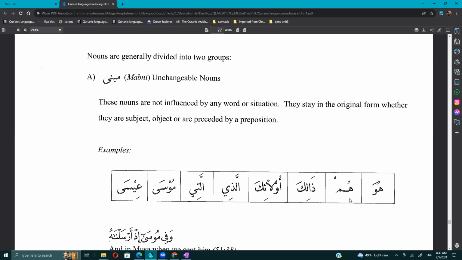And also huwa, huma, hum, they are all pronouns, right? Even they don't change. If there is a min before it, huwa will not become huwi or huwu. It remains the same because they are mabni words. And hadha, dhalika. What are hadha and dhalika called in Arabic? We have learned in our previous lessons: the demonstrative pronouns, ismul ishara, pointers, right? So these are all mabni nouns.